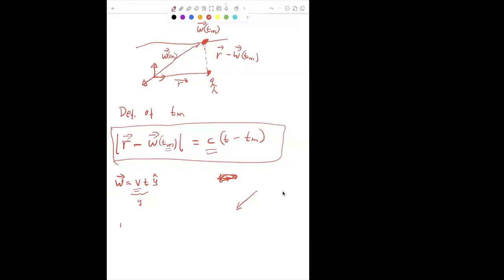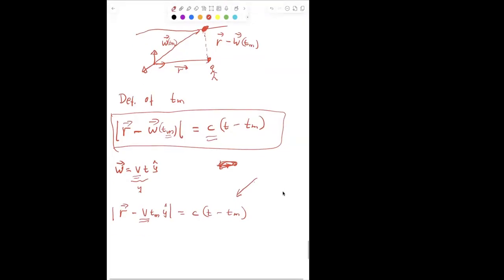What is the Tm? I need to simply, based on the equation, |R minus V Tm y| equals c(T minus Tm). Now you see, in this problem, I know what is v. V is the speed of the particle, 2 meters per second, whatever it is. It's a number. I know what is c, of course. I know what is t. I know where I'm looking. I know everything. The only thing I don't know is Tm. So this is an equation for Tm.